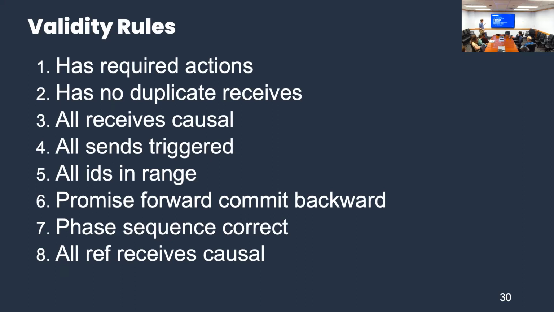So there are 8 rules here. I don't want to get into too much detail here, but suffice it to say that we require that certain actions are present and we enforce a partial order of events on those actions. To point out, all receives causal ensures that we only receive a message after a message has been sent, as well as phase sequence correct, which ensures that we send promises first, commits later, that sort of thing.